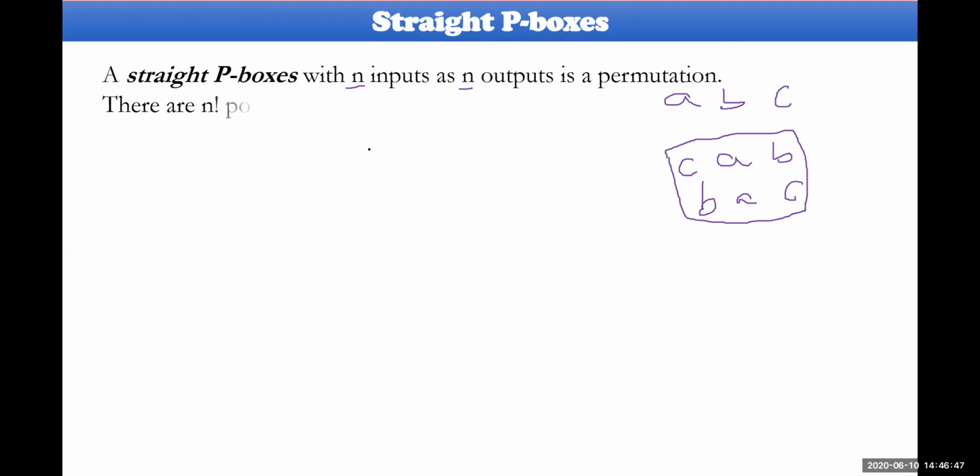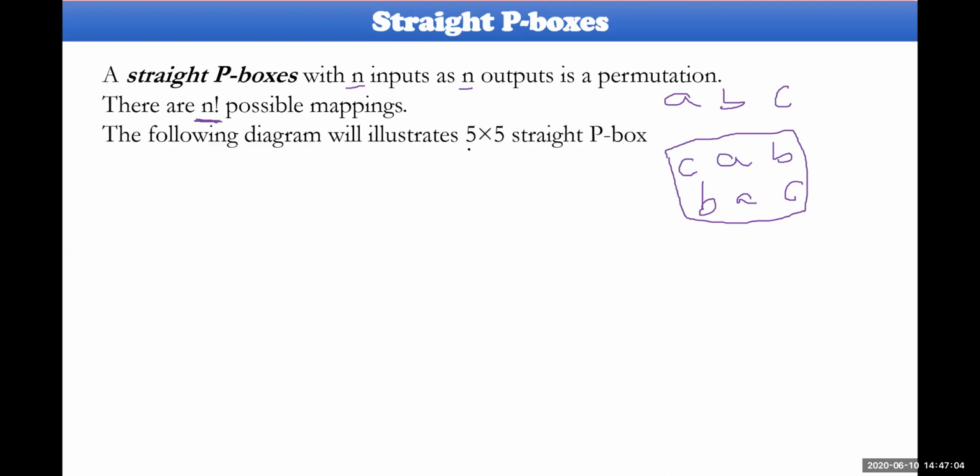Here there are n inputs, so n factorial possible mappings could happen. Let us see one of them. Let us see how a 5 by 5 straight P box could look.